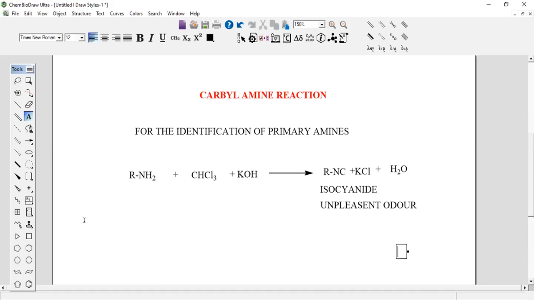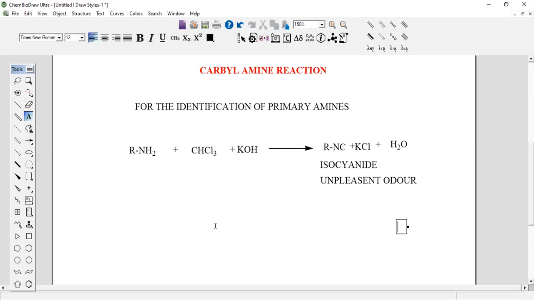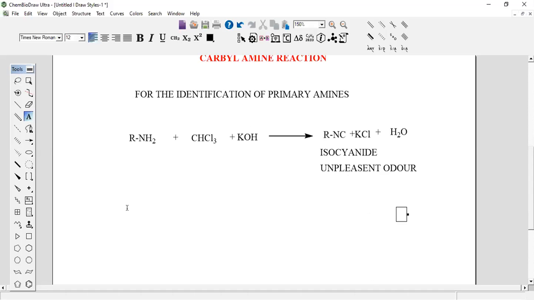You are provided an amine and you are asked to identify whether it is a primary, secondary or tertiary amine. In such cases, what will you do? First, the given compound you take in a test tube. Can anybody tell me what may be the name of this compound? This is called aniline. This is aniline.